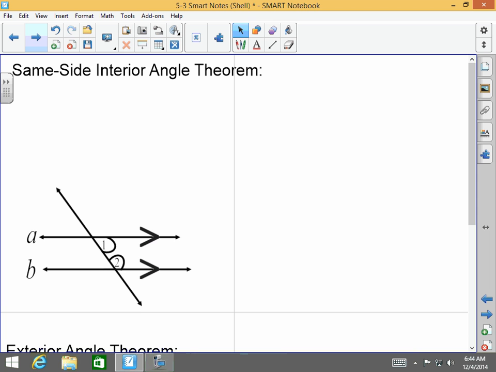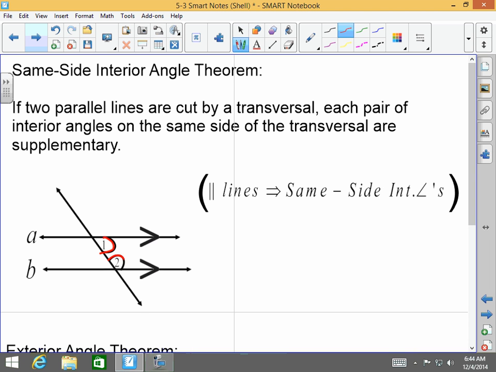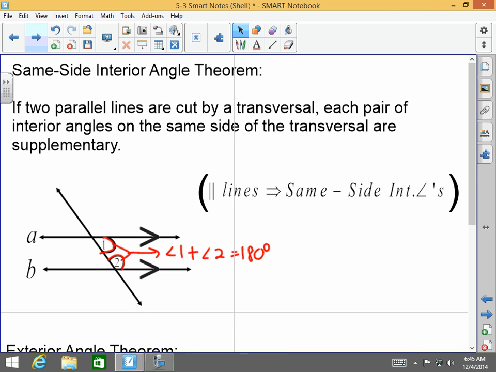Same side interior angle theorem. The same side interior angle theorem states that if two parallel lines are cut by a transversal, each pair of interior angles on the same side of the transversal are supplementary. So therefore, if A is parallel to B, then angle 1 and angle 2 are supplementary. That means that angle 1 plus angle 2 will equal 180 degrees. That is the same side interior angle theorem.